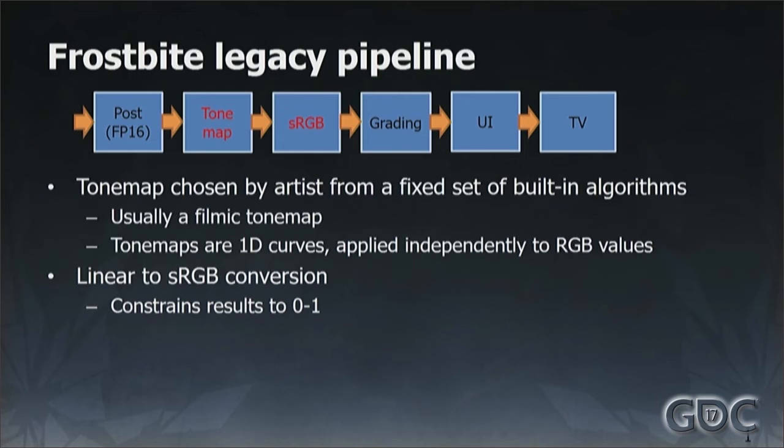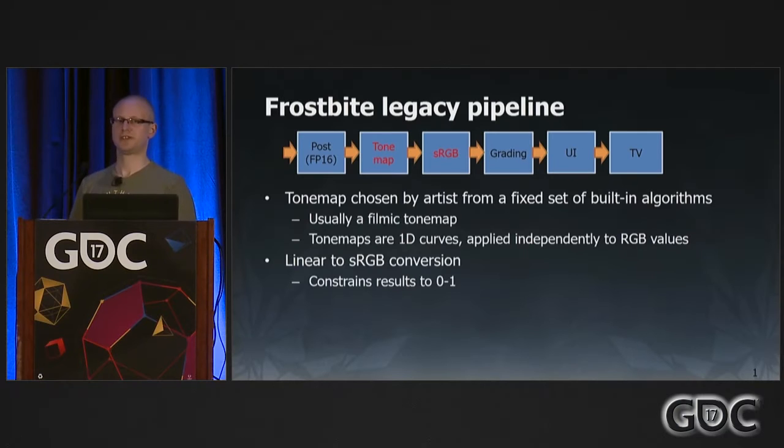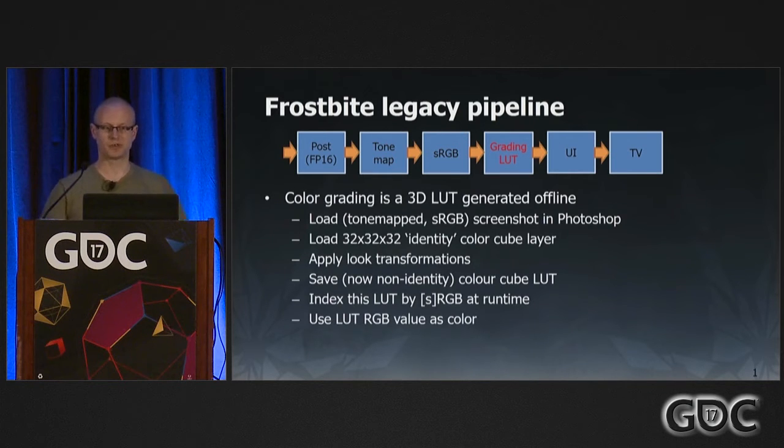Digging in a little bit, in these two parts, the tone map is chosen by the artist from a fixed set of drop-downs. Usually it would be a Filmic tone map. And these tone maps are 1D curves, which we apply independently to red, green, and blue. We then do the linear to sRGB, and we clip the results to 0 to 1. And that's because we then throw it into a lookup table to do color grading.